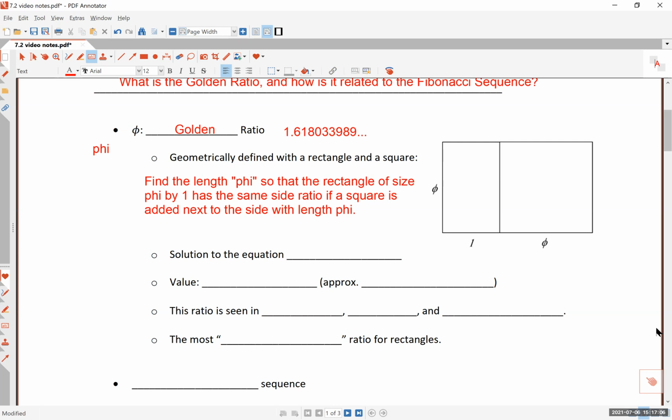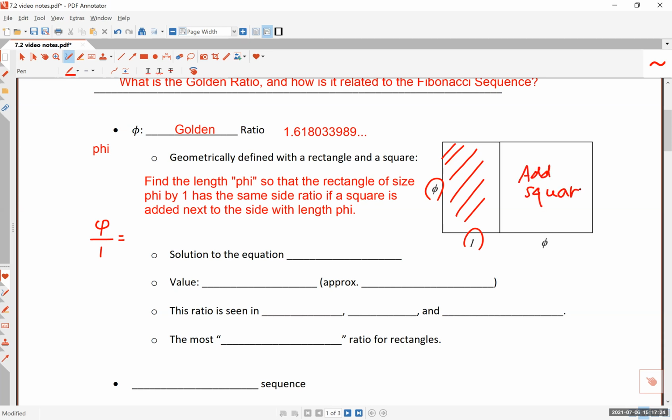You notice this picture here, and over here I have this rectangle here is phi by 1, right? So I'm going to write that ratio as phi by 1. This is the old proportion problem, just like in chapter 2, right? And then we're going to add this square. And now this square has to match right here. So this side is phi, and of course it's square. All sides have to be equal in length. That means this is also phi. This is a phi by phi square. So that means this length will be phi plus 1, right? Because this is 1.